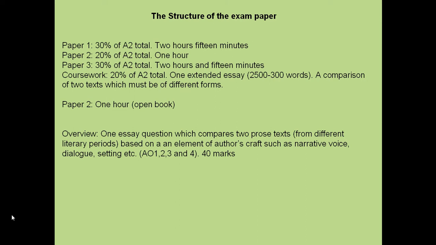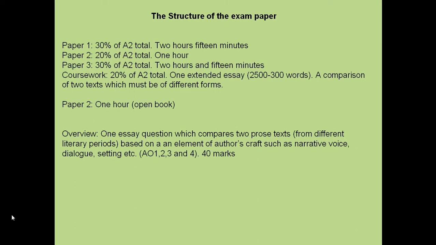So there are 3 papers plus coursework. Paper 1 is 30%, 2 hours and 15 minutes in total. Paper 2 is 20% and it's 1 hour in total. Paper 3, which is 30%, is 2 hours and 15 minutes in total. And then 20% of your course is worth via coursework. That's 1 extended essay, which is a comparison of 2 texts, but they must be from different forms.